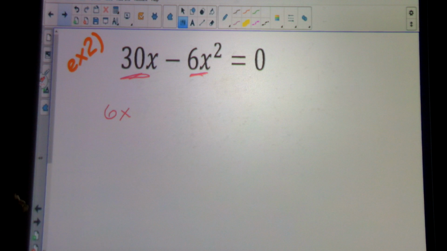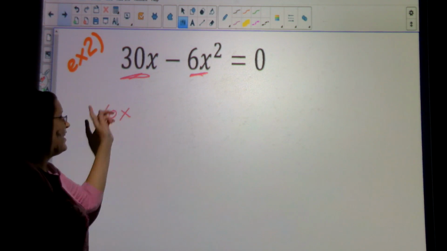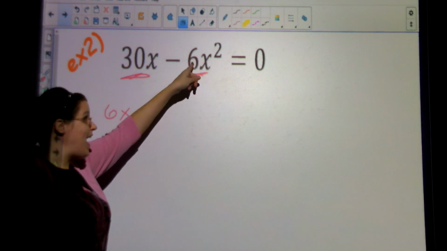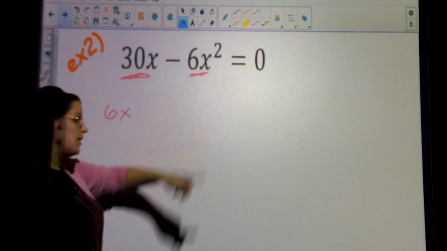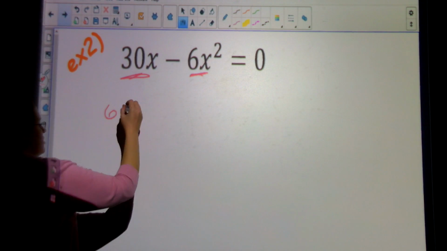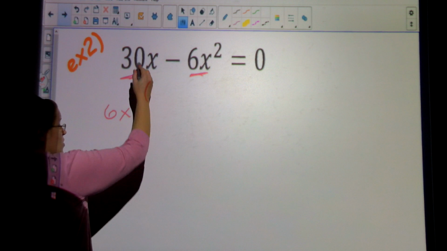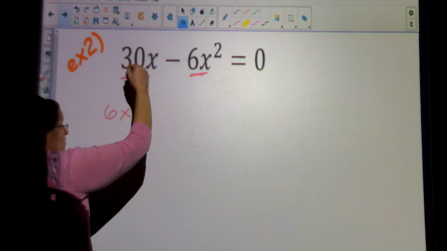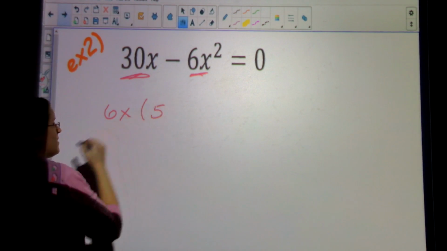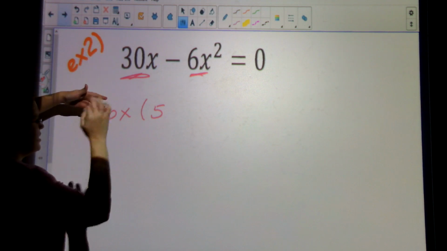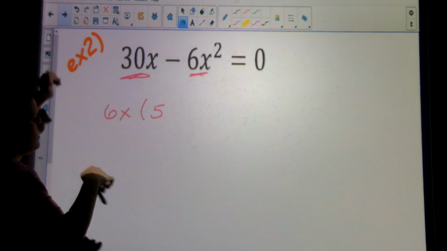It does not matter. I will tend to pull out a negative 6x because I like that A to be positive. But I know a lot of you won't see this, so I'm just going to go ahead and pull out 6x. Divide by 6x, I'm left with 5. Once again, 30 divided by 6 gives you 5. You took out the x.